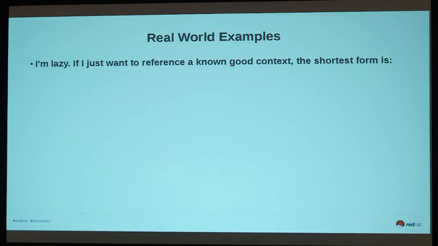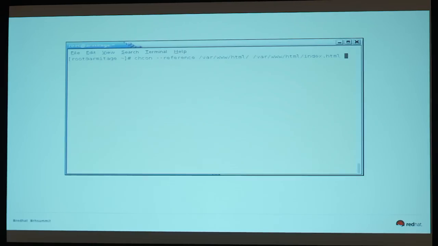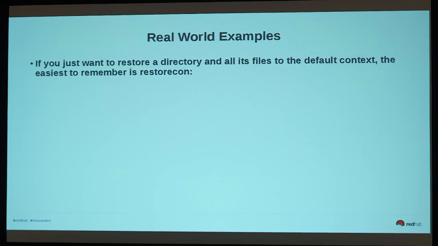I just want to reference a known good directory. I don't want to have to jump through the rigmarole of doing an ls -Z or any of that kind of good stuff. So what I can do is chcon --reference. That basically says, hey, chcon, that thing over there, we like that thing. Make this thing over here like that thing. So chcon --reference, a known good directory, and then the file that we want to do that to, and ba-boom, that'll work too. I'm really lazy, though.